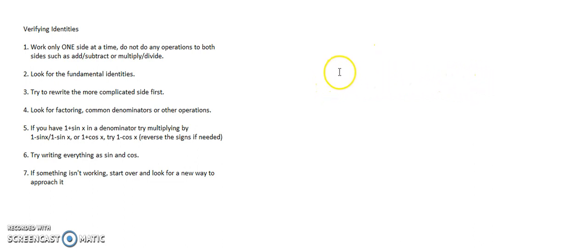Look for the fundamental identities that we talked about in the first video. Try to rewrite the more complicated side first. Sometimes when you start working with that, you kind of see how to get to the other side. Look for factoring, common denominators, or other operations like maybe squaring something out or combining fractions, things like that.